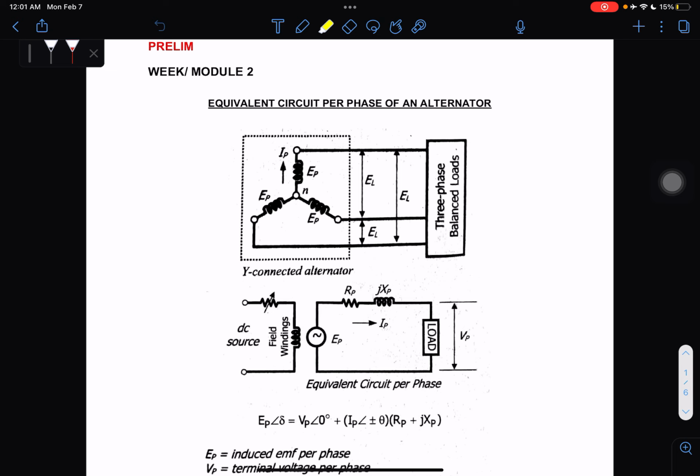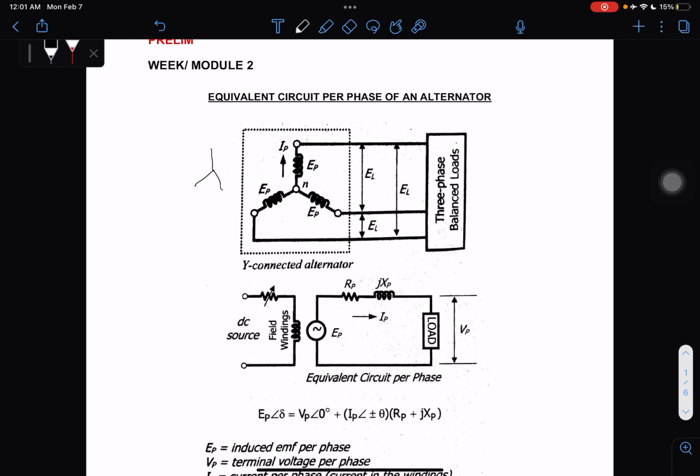Since it is Y connected, we know what its diagram looks like. We have EP and IP, the phase current. We have our line voltage. It has a 3 phase balanced load. So this is our equivalent circuit per phase of the Y connected alternator diagram above.